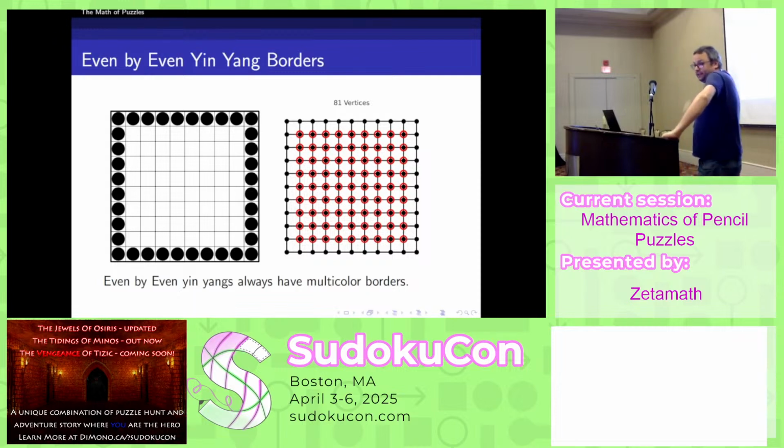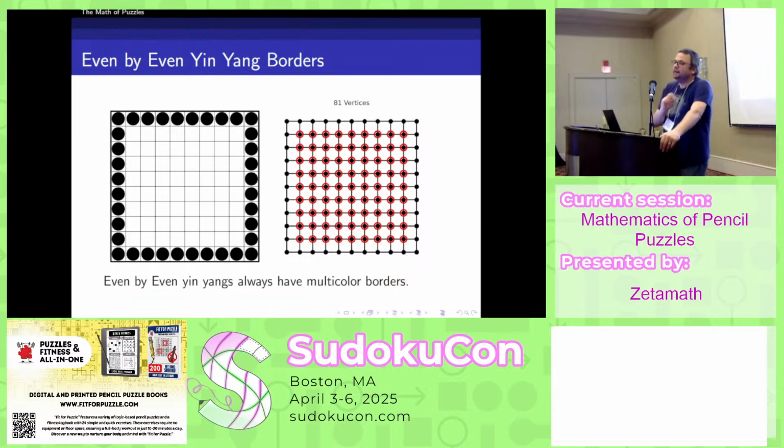So this is an example. It's not possible. And you can figure out that this exactly happens in the case that your grid is even by even. And so, in fact, as we'll see in a moment, it's the even by even yin-yangs that have the most pathological requirements because there end up being an odd number of vertices in the center.